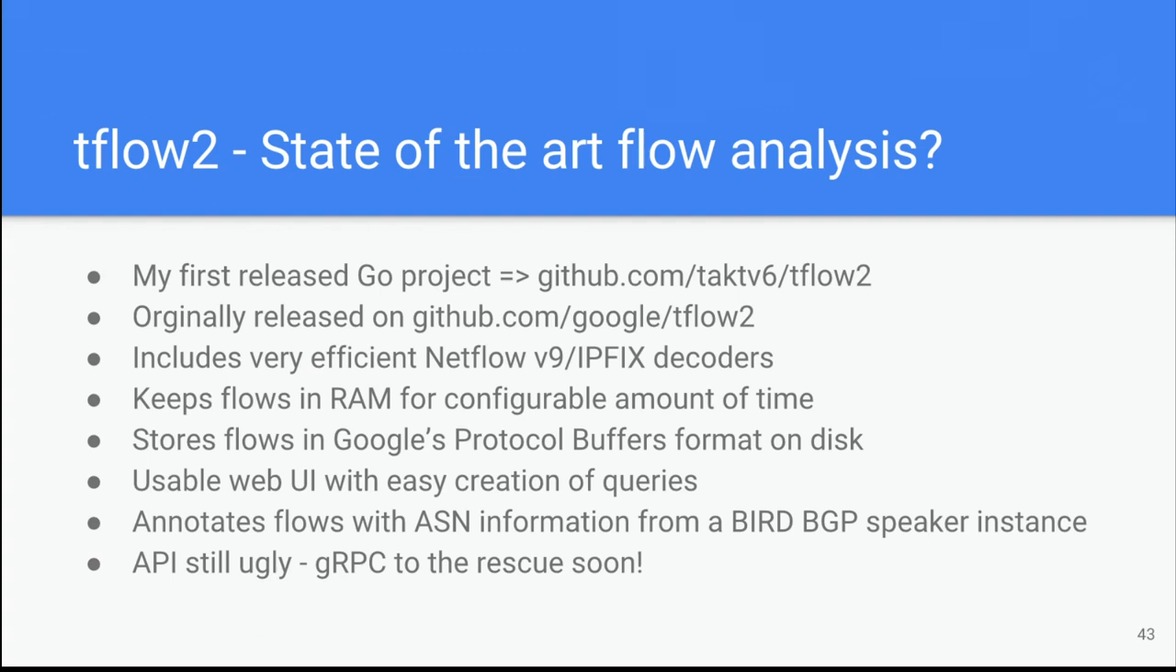It includes very efficient NetFlow version 9 and IPFIX decoders. It keeps flows in RAM for a configured amount of time. It stores them on disk in a very efficient Google Protocol Buffer format. We have a usable web-based user interface now for easy creation of queries. And we can annotate flows with BGP information from BERT. The only downside that I see at the moment is that the API is still somewhat ugly, but gRPC is to the rescue soon.